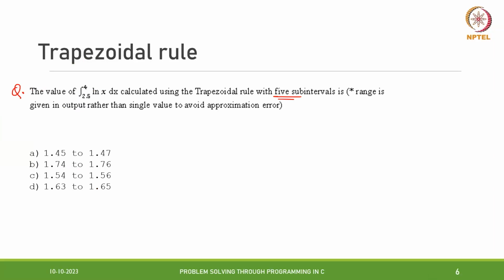So the first thing that we have to do here is we know the range 2.5 and 4. Now we have been asked to use 5 subintervals. So we will divide this range into 5 segments. And how do we do that? Basically, it's a difference of 1.5, right? So 4 minus 2.5, that is 1.5, and we divide that by 5. So basically 0.3. So our first segment will be 2.5 to 2.8, then 2.8 to 3.1, then 3.1 to 3.4, 3.4 to 3.7, and 3.7 to 4.0.